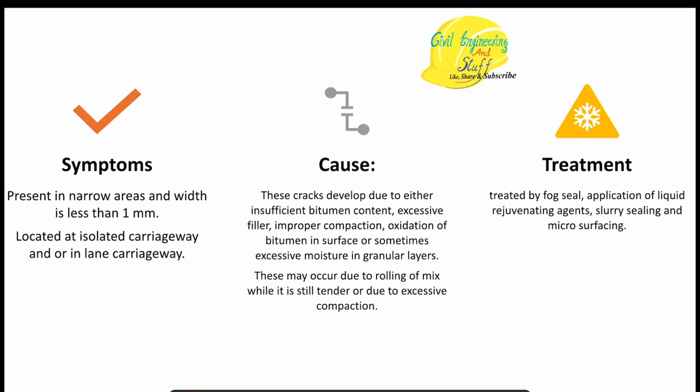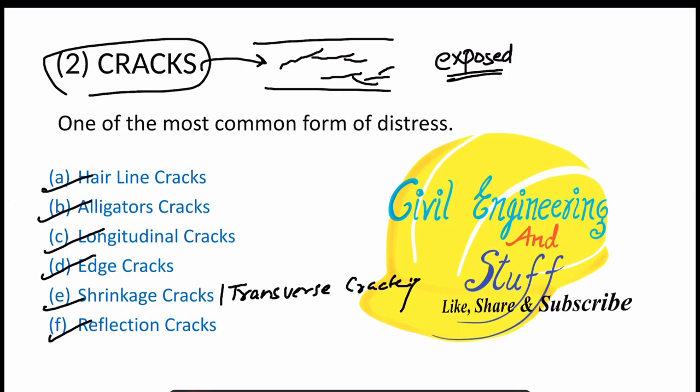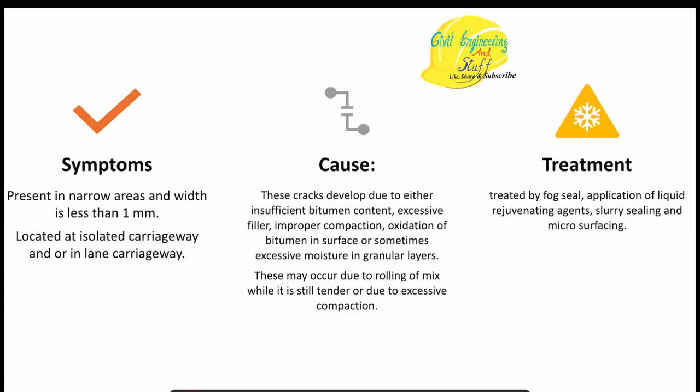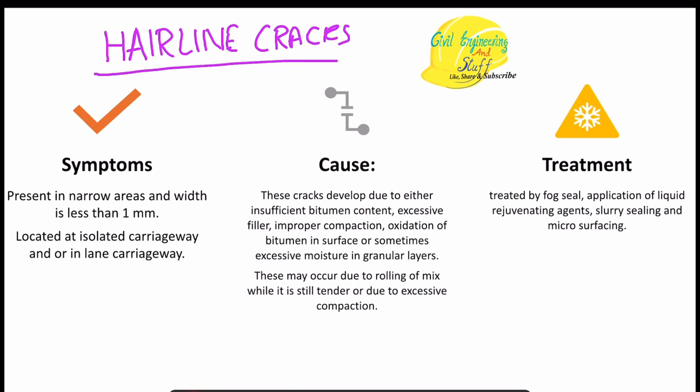Okay, so first of all, talking about the hairline cracks. I have missed the main heading, that is, this is the hairline cracking. Hairline cracks appear on the surface of the flexible pavements. Hairline cracks are very, very small cracks that appear over the surface. These are present in narrow areas and the width is less than 1 mm.